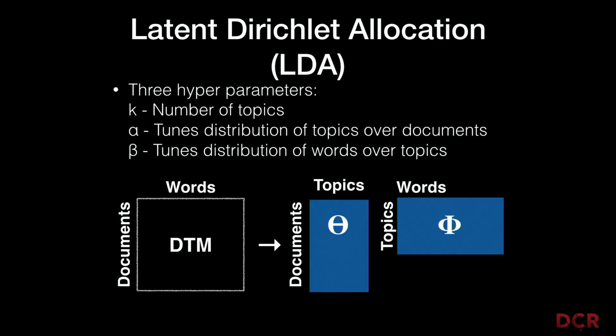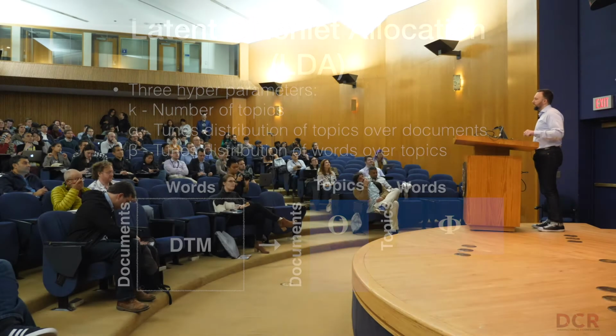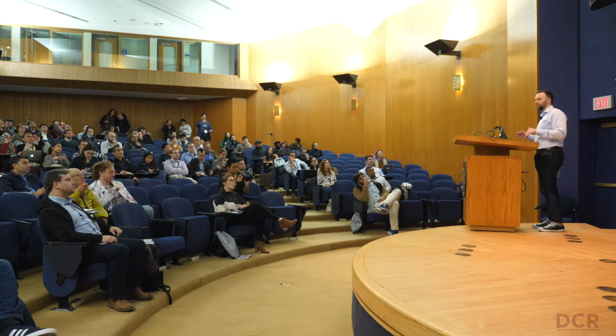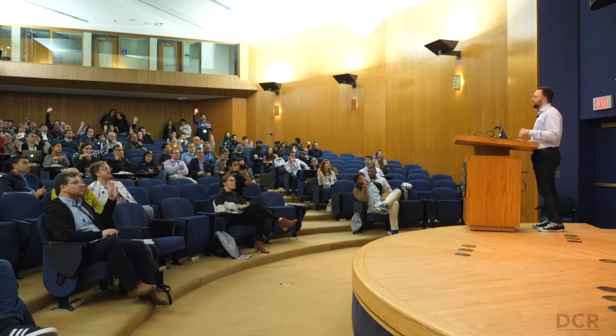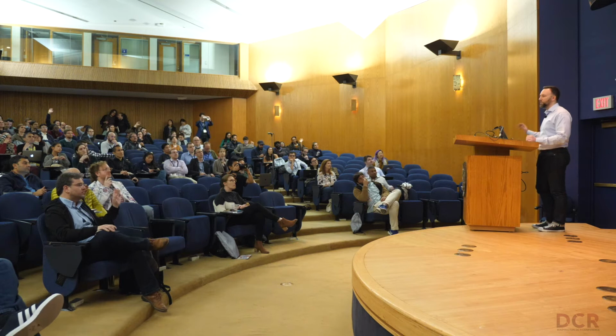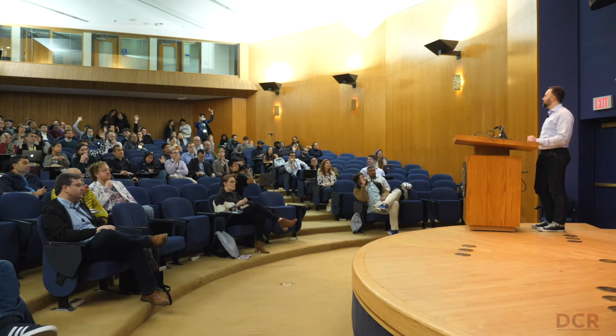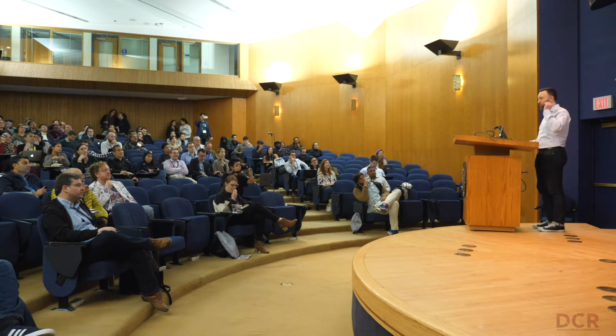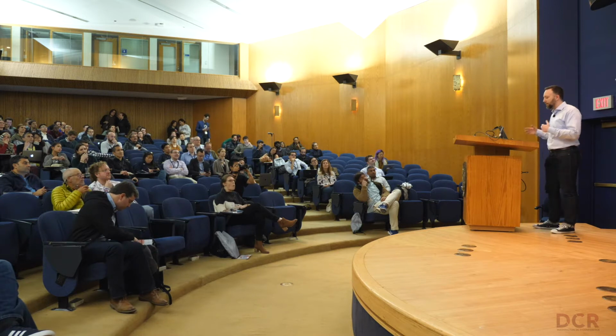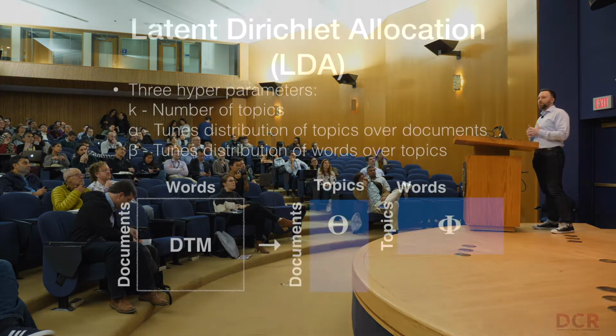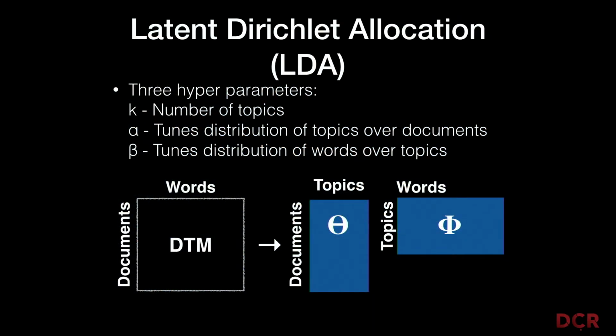So first of all, a quick show of hands. Who here has heard of latent Dirichlet allocation? And it's a good number of people. Who here's used it? So that's probably about a third of the room, actually. So that's pretty good. So LDA is basically probabilistic matrix decomposition.